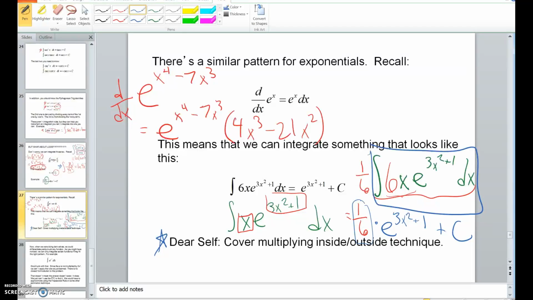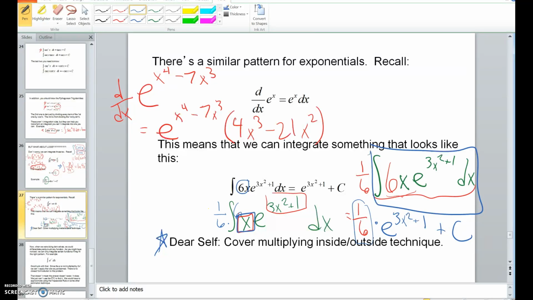Note that what made this work was that in the original problem, this x that we're multiplying e by was raised to the correct power that I needed. I need e to the 3x squared plus 1 to be multiplied by an x to the first. The only reason it was off from the pattern I needed was it was missing just a constant. It needed to be multiplied by 6. That is fixable, as we just saw in this problem.